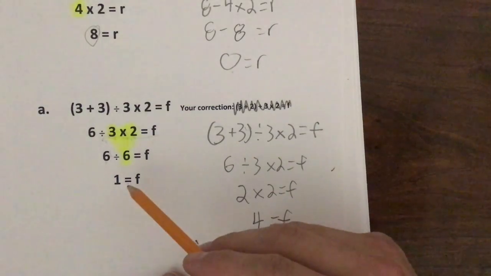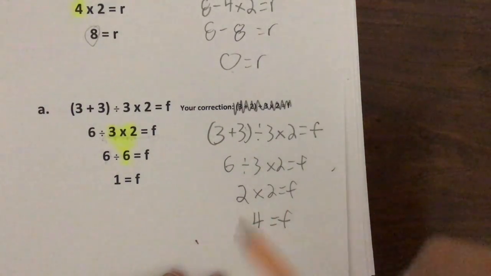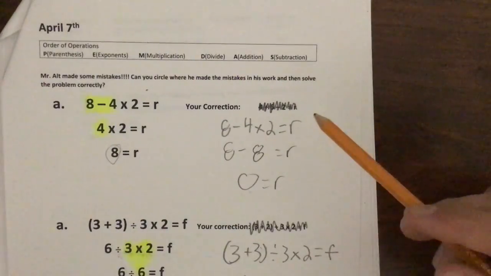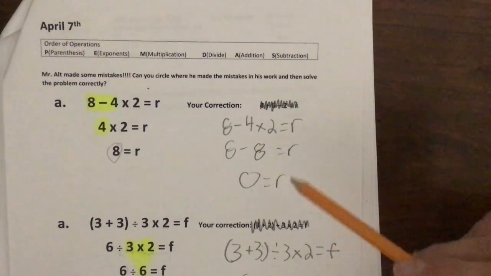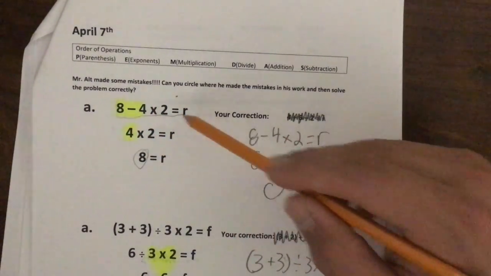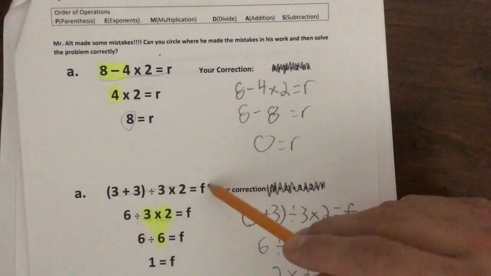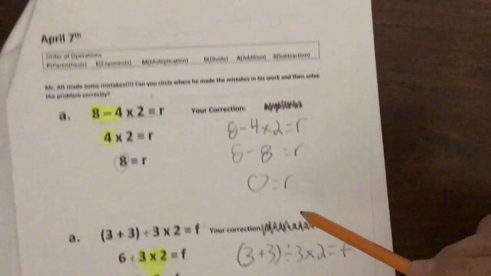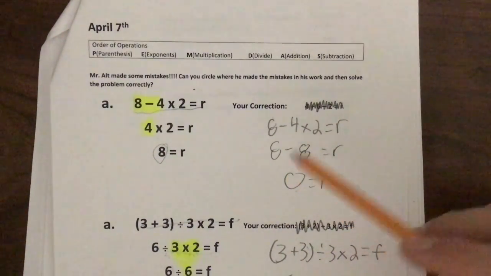So you can see over here f equals 1, over here f equals 4. So Mr. Alt made mistakes, and Mr. Alt also made more mistakes. So make sure that you do rewrite the problem. Rewrite this over here and rewrite this over here when you make your corrections. Okay? All right, guys, I hope this helped, and have a great day.